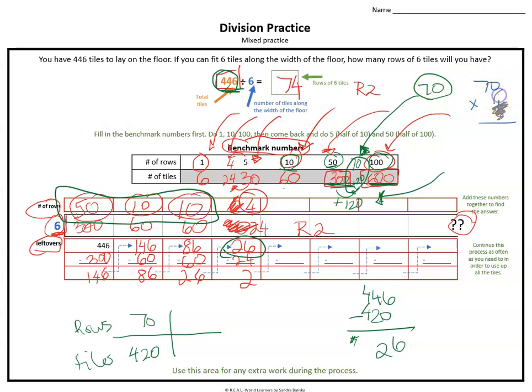We're doing 70 times 6 because we have 6 rows. Okay, so 70 times 6. The 6 times 0 is 0. 6 times 7 is 42. So it's 420. If you're comfortable doing this kind of multiplication, then go for it.